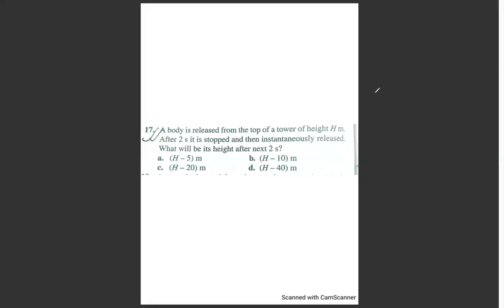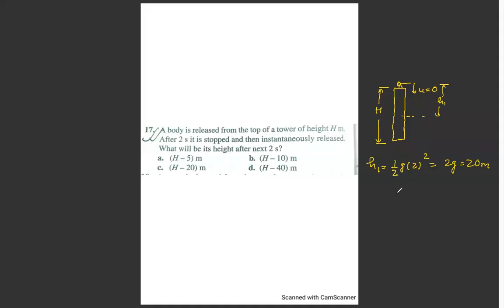A body is released from the top of a tower of height h. After 2 seconds, it is stopped and then instantaneously released. Release means u equal to 0. So let's find out the distance covered by it in the first 2 seconds. Let it be h1. h1 is equal to half g 2 squared because initial velocity is 0. So we can write it as 2g, and 2g is 20 meters.